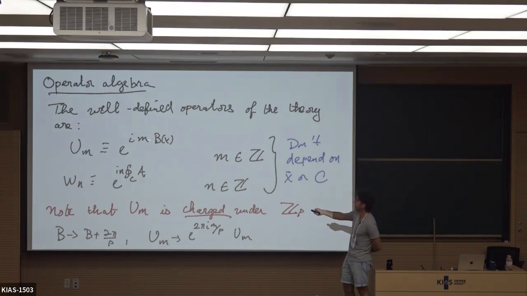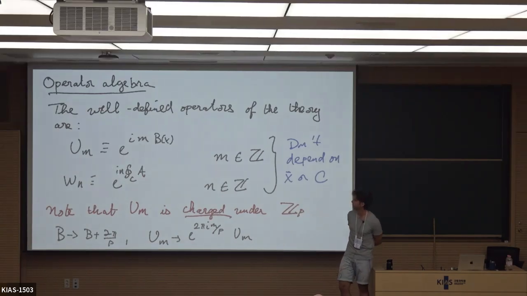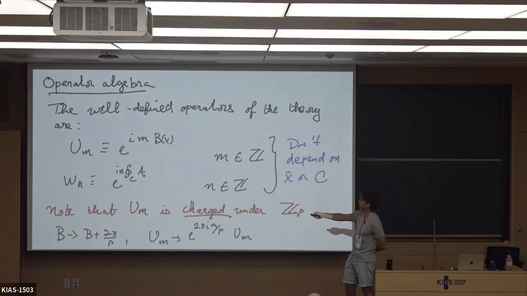And I'm allowed any integer here, m. So m is an integer. And I also have the Wilson lines. The Wilson lines are integrals of the gauge field A along some curve. And I also, by flux quantization, need this n to be an integer. Okay, so I have operators which are labeled by two integers, U_m and W_n, I've called.